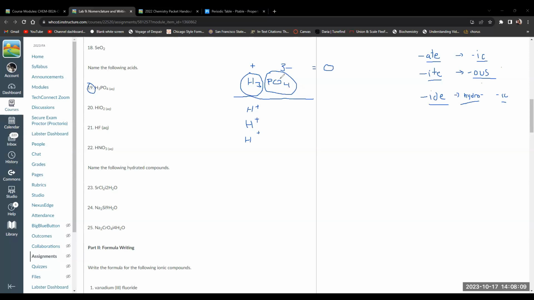3 pluses to counter this single 3 negative charge will give us 0. That's why acids have that hydrogen. That hydrogen is there to represent a charge, and it's also there to counter. It's there to balance the acid as a whole, because those polyatomics have a charge associated with them.